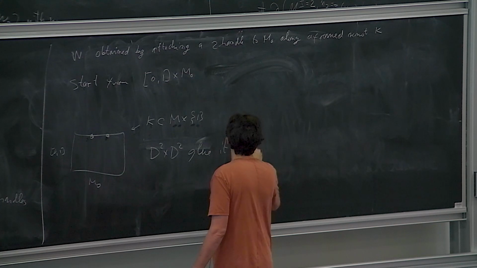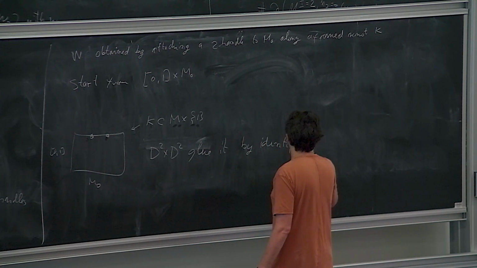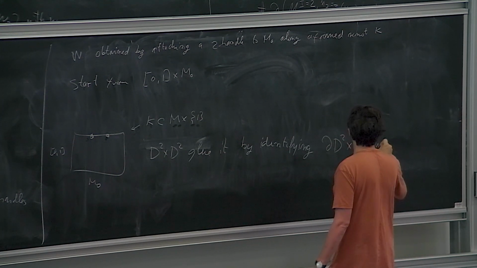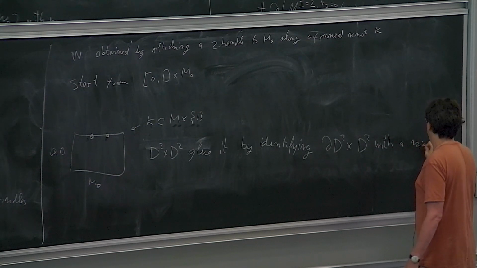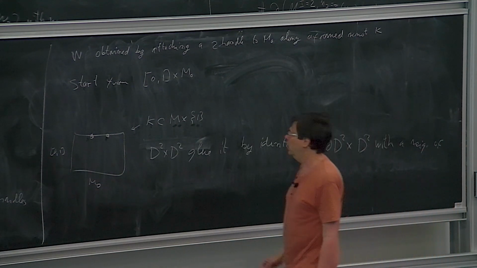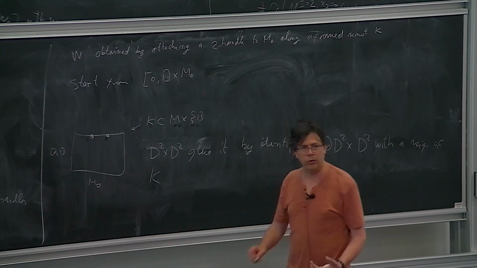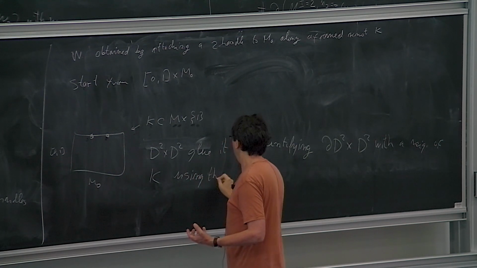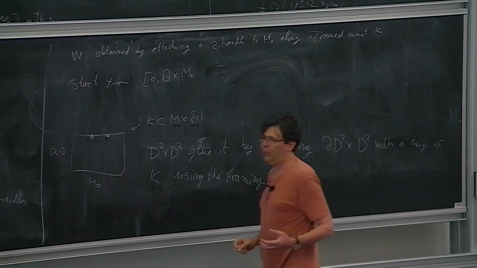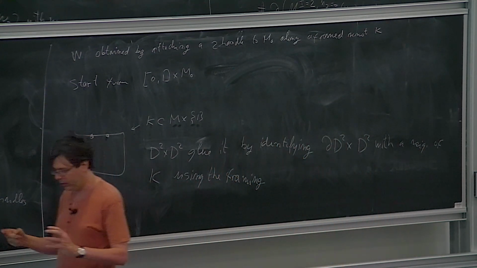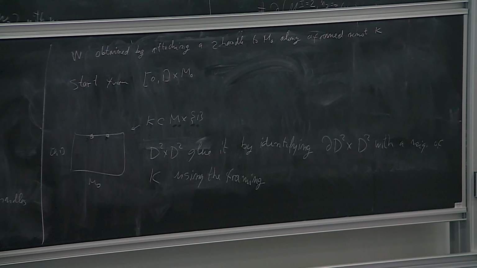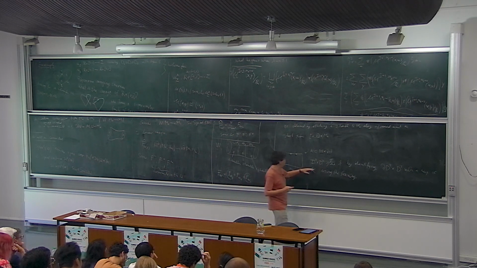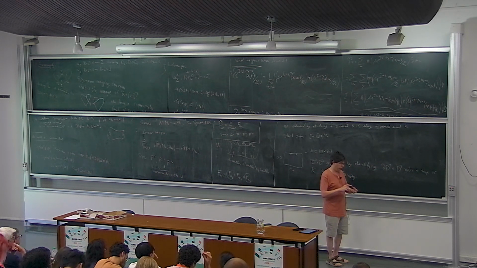by identifying the boundary of D2 times D2 with a neighborhood of K, but the identification is not just any identification. The identification comes from the framing. In fact, a trivialization of the normal bundle, via the exponential map, gives an identification of a neighborhood of the knot with S1 times D2, which is well defined up to isotopy.